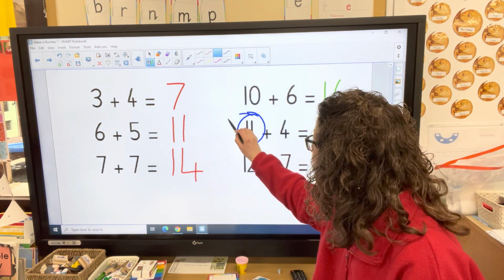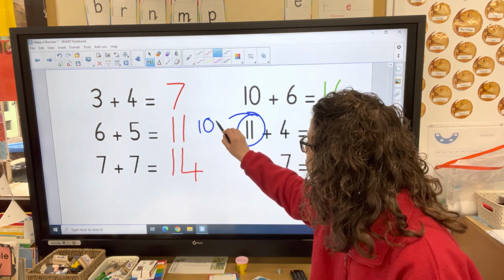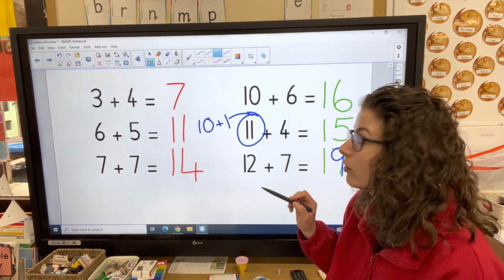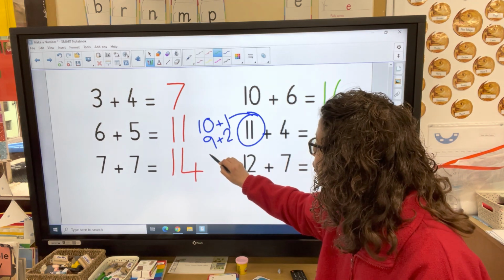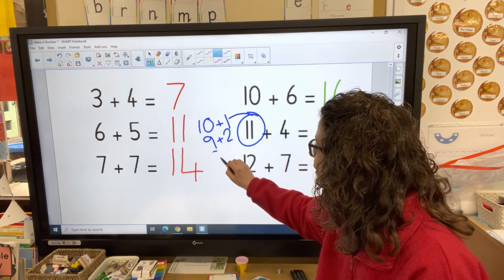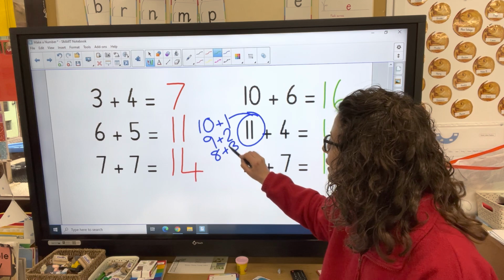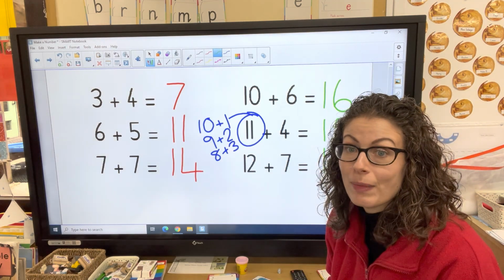Okay, how did you make number 11? Well done. Okay, so you could have used a 10 and a 1, but actually there are lots of ways. You could use a 9 and a 2. You could use an 8 and a 3. So lots of different ways you could have made 11.